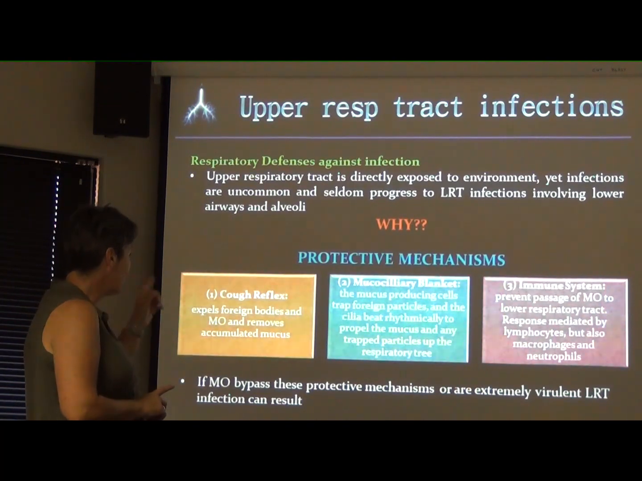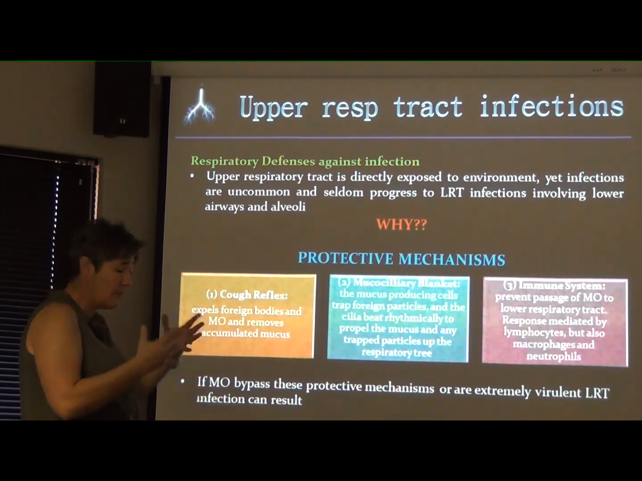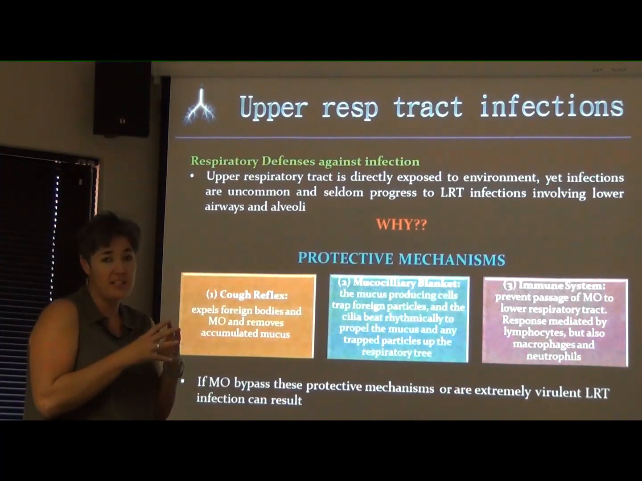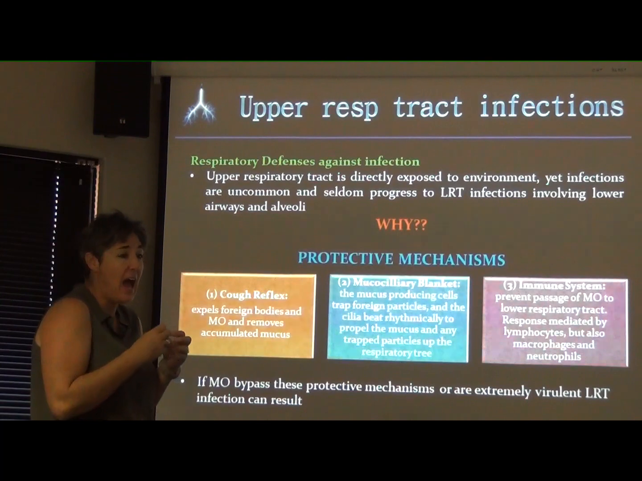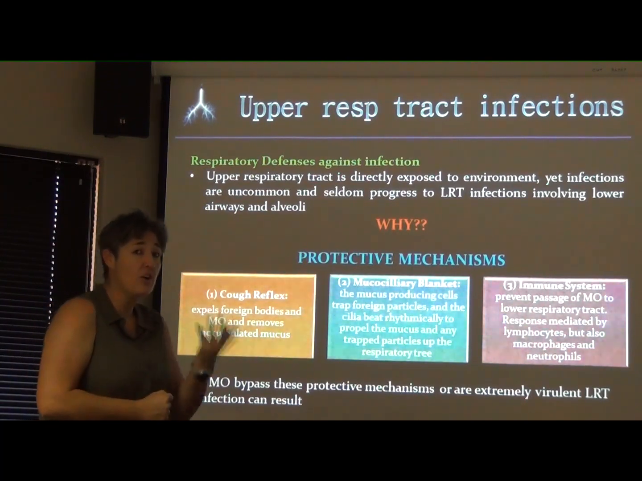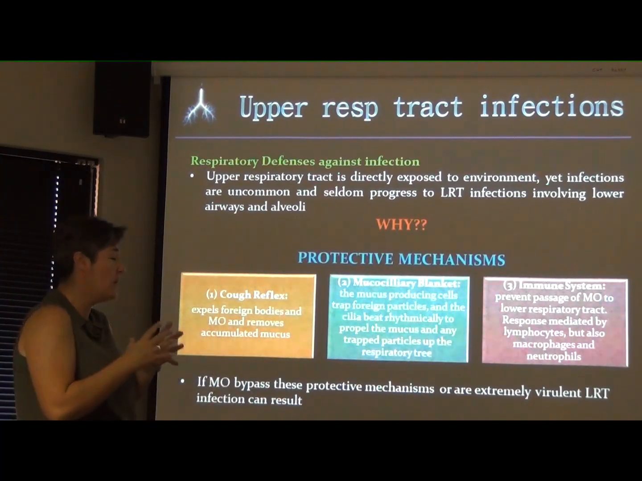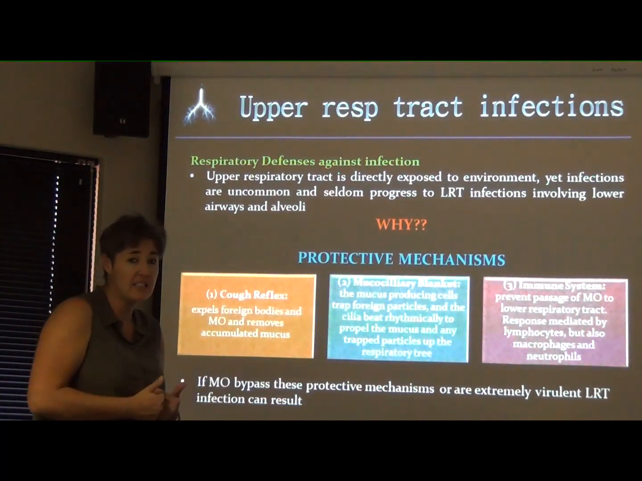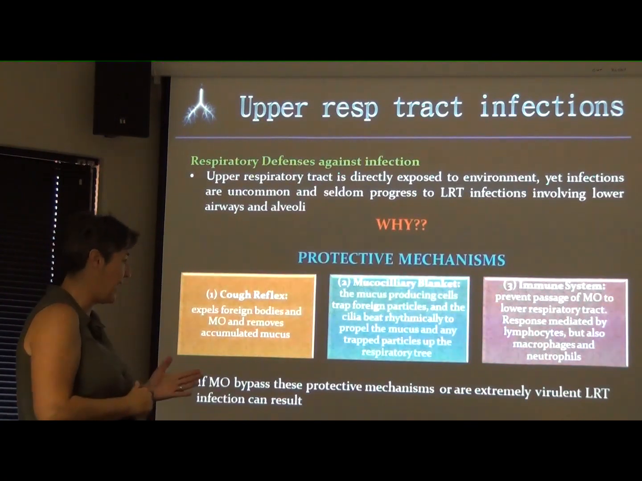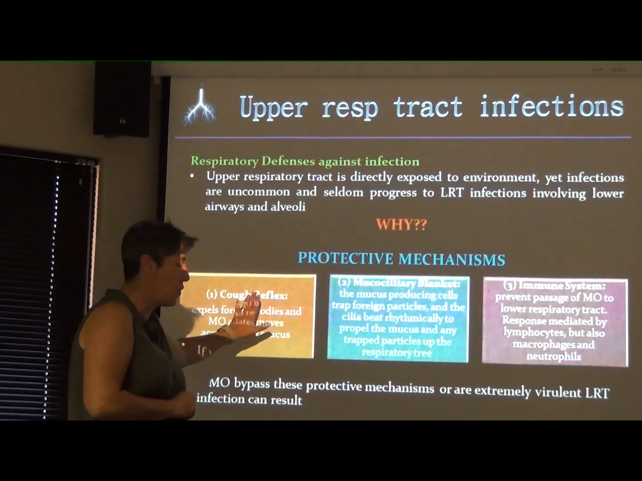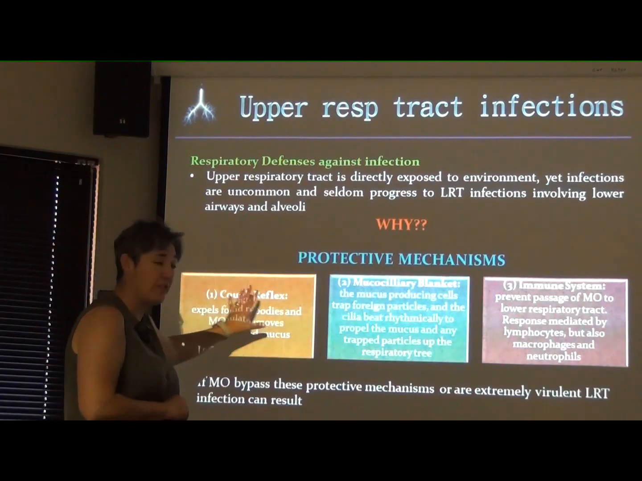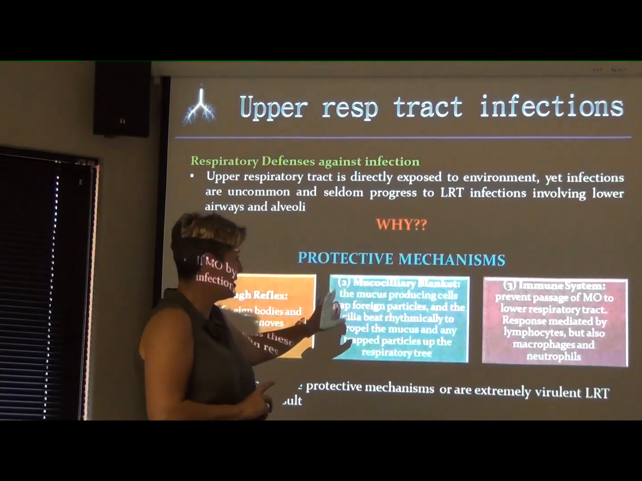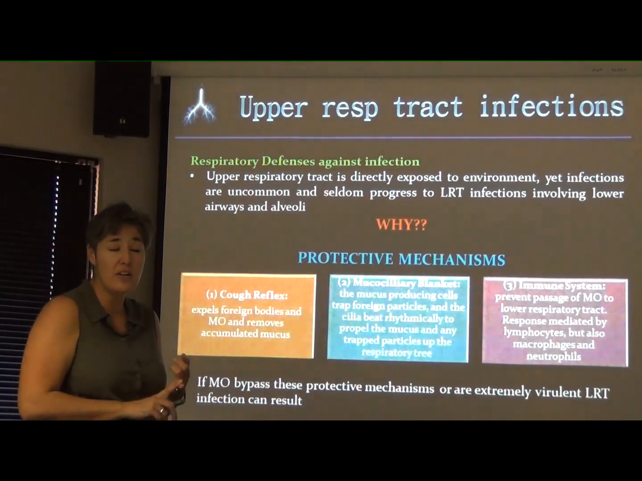As soon as we inhale this microorganism, the body will recognize it as foreign, and we will initiate a cough reflex. By coughing, we are able to expel the microorganism before it has the ability to cause disease. Now, say for instance the microorganism bypasses the cough reflex and it's still there. Then we have a second protective mechanism, which is our mucociliary blanket.